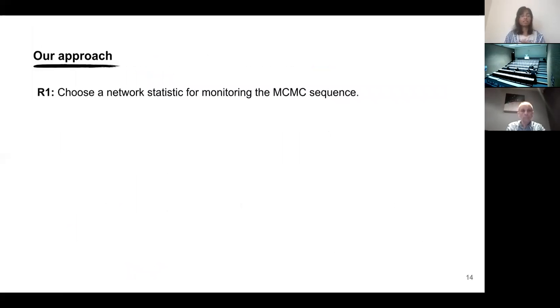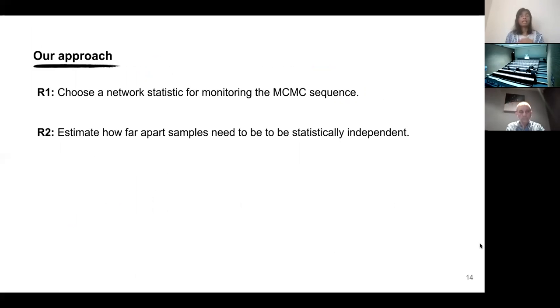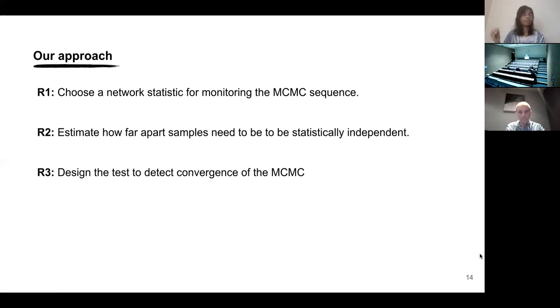Our approach here is to first choose a network statistic to monitor the progression of the MCMC over time. We want to know how the network structure is changing as and when the swaps are applied, and for that, we need to choose a network statistic to keep track of that change in network structure. And then we estimate how far apart samples should be in this Markov chain before they become statistically independent. And we need to design a test to detect when this MCMC converges on the target stationary distribution.